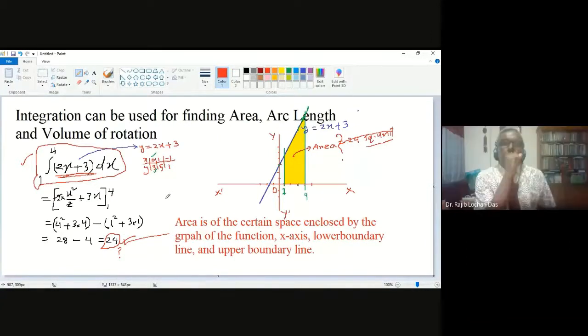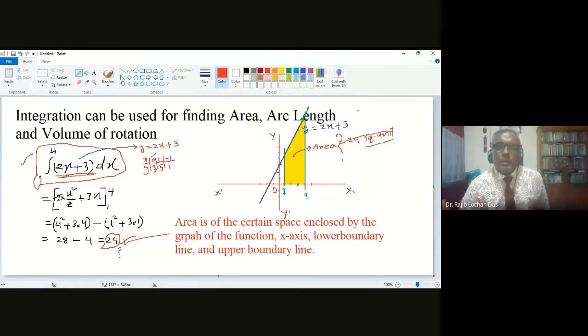Okay, so there are two other things. One is arc length, one is volume of rotation. Let me just go to another page in my PowerPoint slide so that you can copy the formula for arc length and also for volume, and then I will come back again.